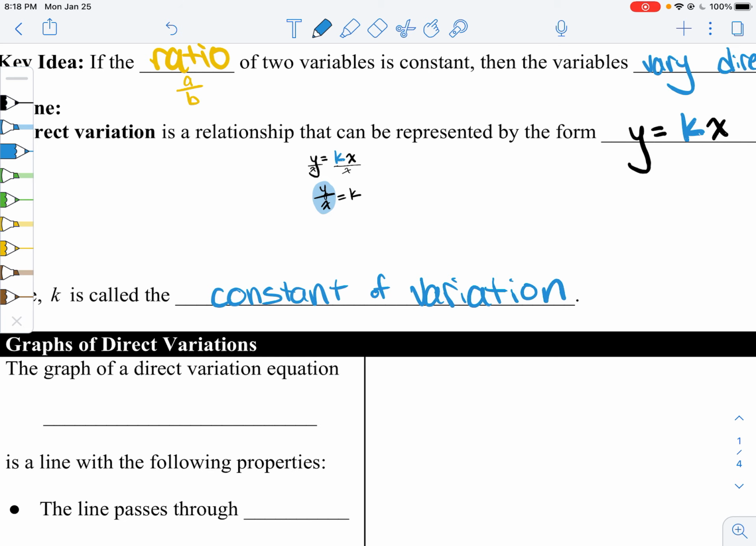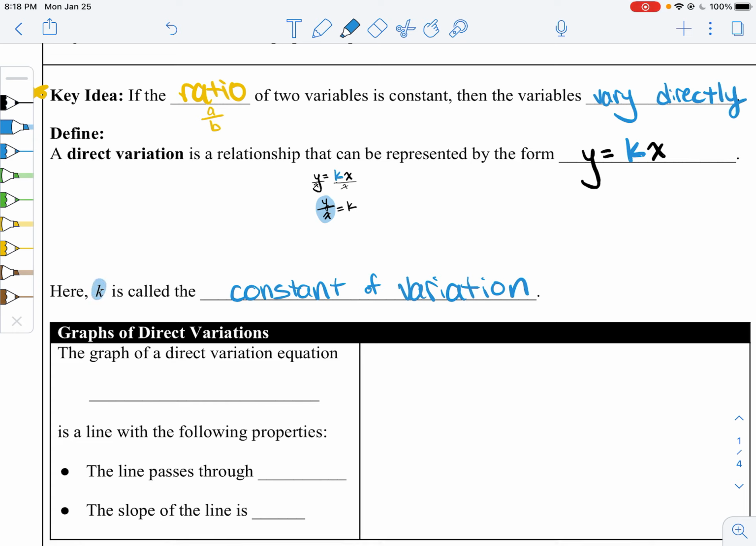Constant of variation. Okay, so I'll ask you, what is the constant of variation here? Is there a constant of variation?